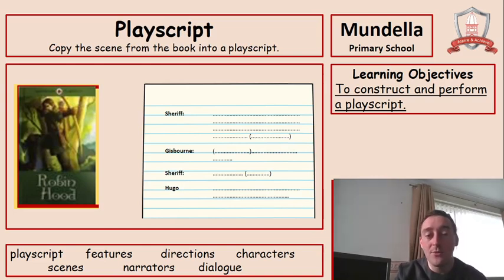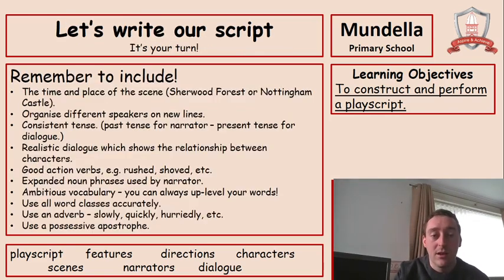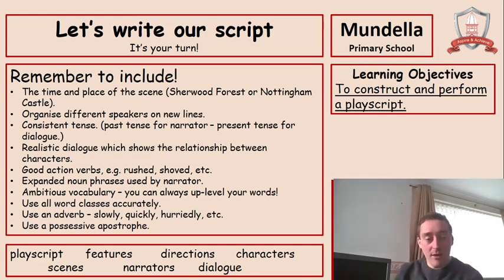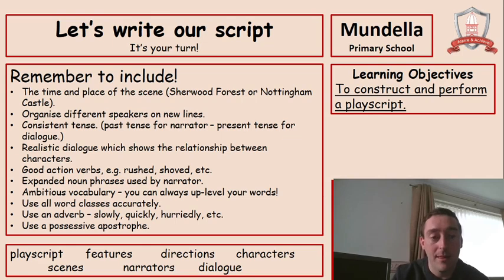Okay, so our play script will look something a little bit like this. We'll be using our Robin Hood books to help us. And we know that in that scene we have Sheriff, Gisborne, and we have Hugo, who is the Norman captain, talking as well, coming up with the idea for the archery contest. We'll have a look through that. So it's going to look something like this in your books. 3, 2, 1. Okay, these are the things that we need to include. So it might be an idea for you to leave this on the screen, just to make sure that we have included everything that we need in a play script.